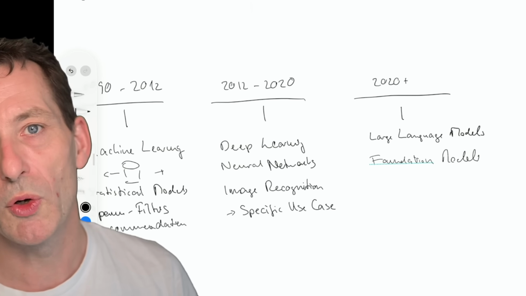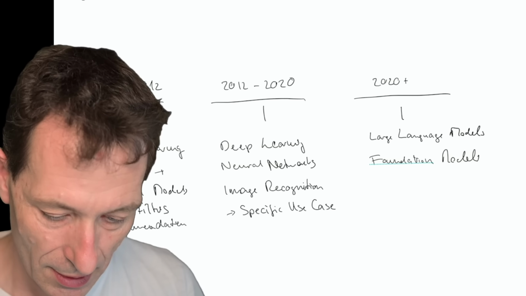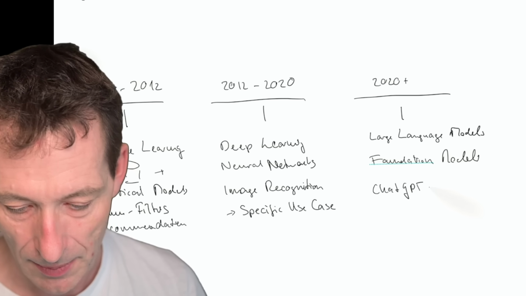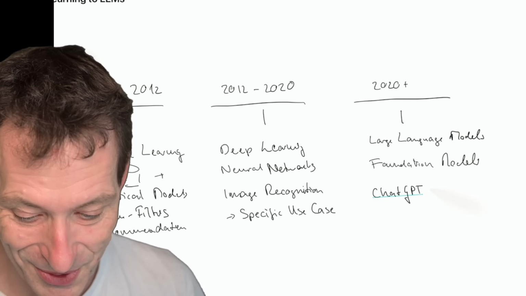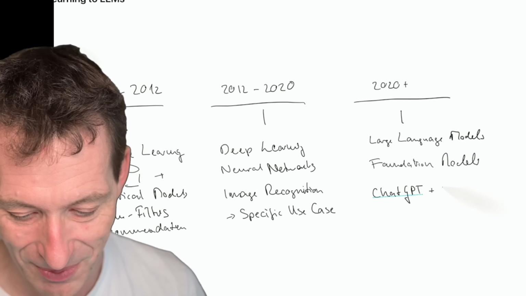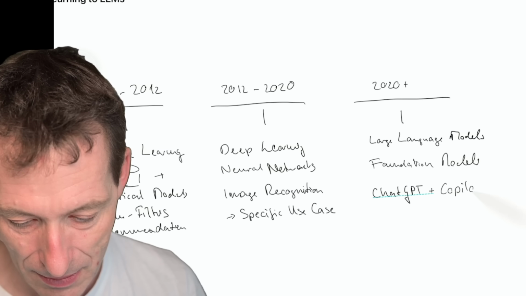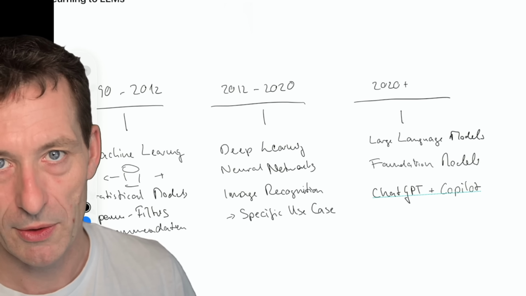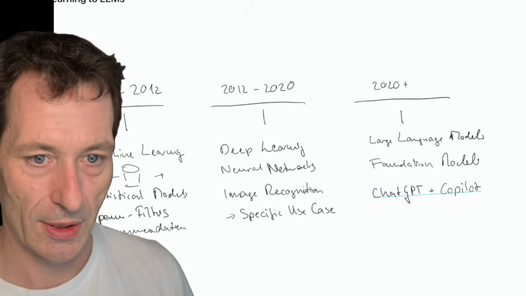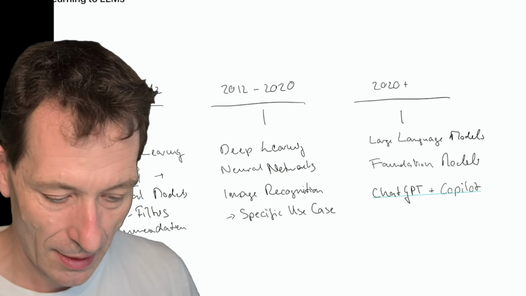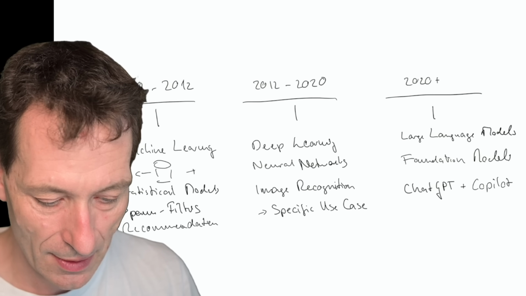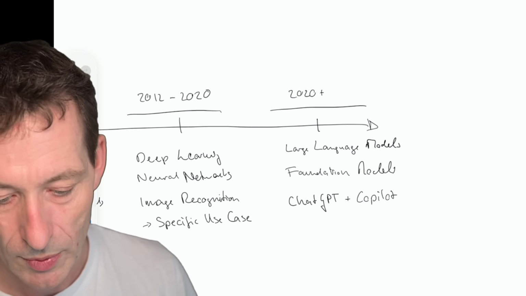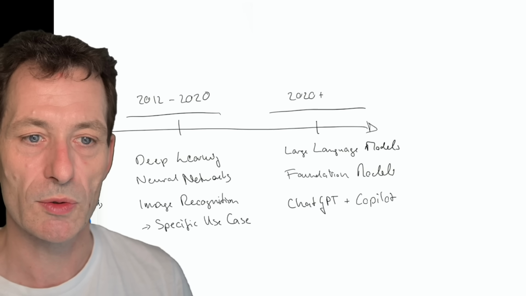And the most well-known one, of course, is ChatGPT. And the second one, well, most known is, I assume, Copilot, which is integrated in almost all Microsoft products and GitHub products. So, this is the evolution, right? And it's still ongoing. We are in the era of large language models.